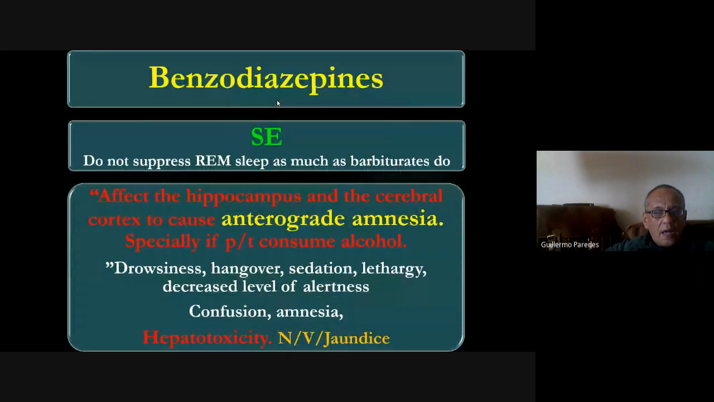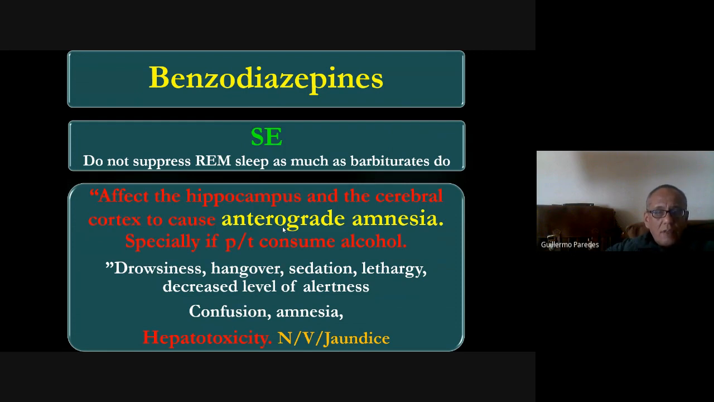Okay, so we have here the benzodiazepines affect the hippocampus and cerebral cortex to cause anterograde amnesia. Ante means before, right? So whatever you were doing a few hours before you take the pills, it basically is out of your memory. It's not like you have amnesia. It's more difficult to try to remember things. And probably some of you already noticed that in some patients.